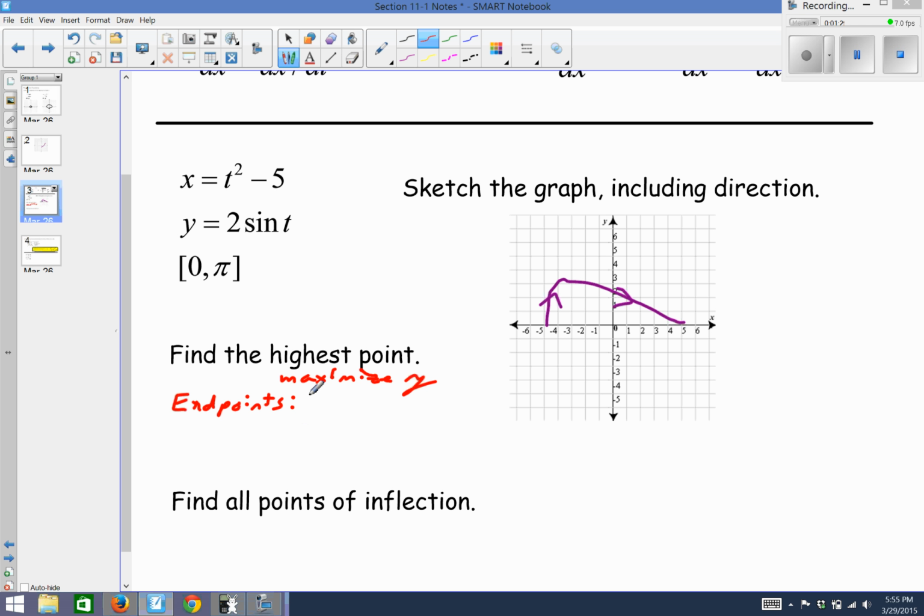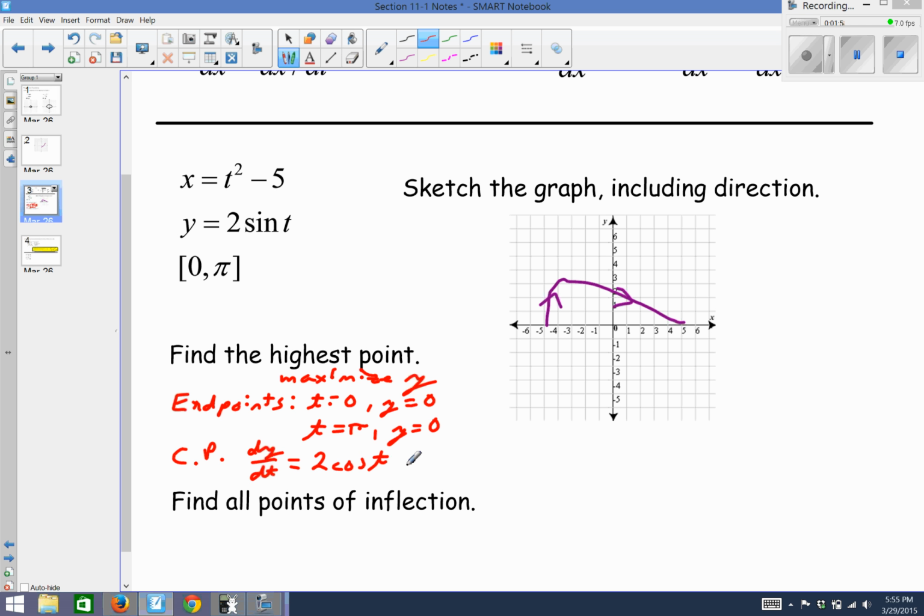At our endpoints, t would be 0 or pi. So when t is 0, y is 0. When t is pi, y is also 0. So those are not looking very good for our highest point. The other place I would then check are critical points, and for that I need dy dt. Well, dy dt would be 2 cosine t.